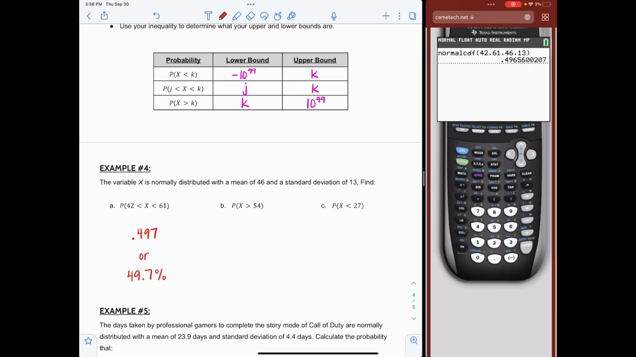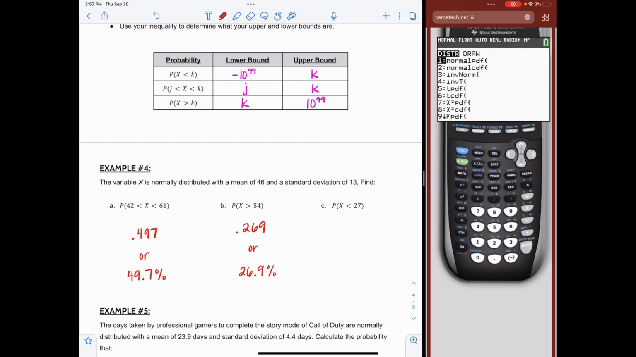If I want to find the probability that x is greater than 54, when I press second vars and go to number 2, I know that my lower bound is going to be 54 because I want x to be greater than 54. And then my upper bound is going to be positive infinity, which is 10 to the power of 99. Leave the standard deviation and mean the same. And we end up getting 0.269, or you can say 26.9%.